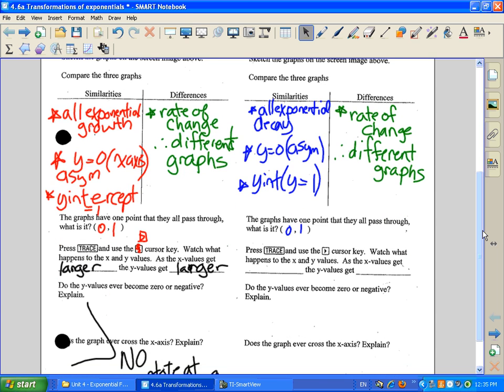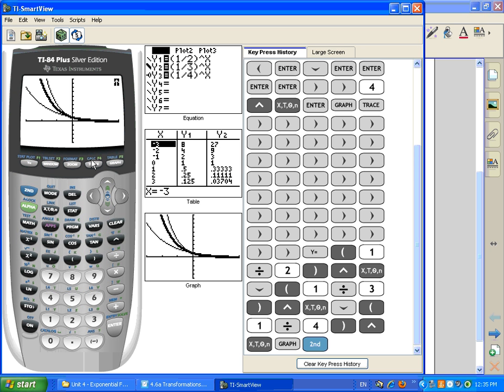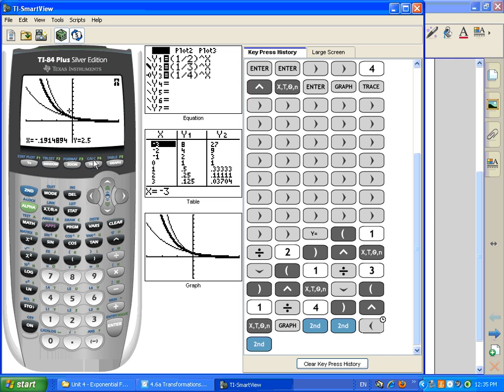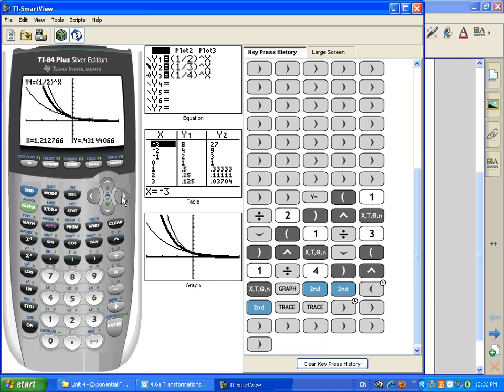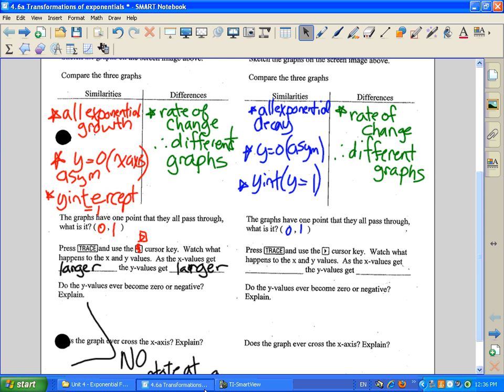So as we press trace and go to the right, sorry, second trace. To get on, oh, sorry, that's what's the problem. Let's try that again. Just trace, and I go to the right. My fault, not second trace. So as we go from left to right, as we increase the x, or as the x gets larger, the y gets smaller. Okay? So as the x values get larger, the y values get smaller.